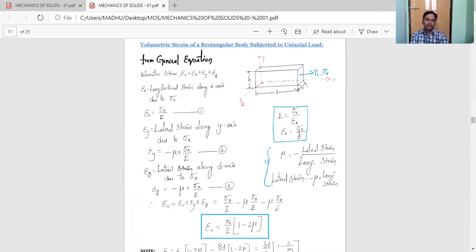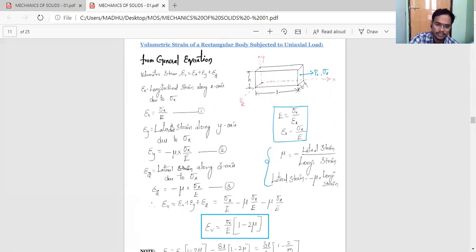The most important topic of the first unit, we are entering into it, that is volumetric strain of a rectangular body subjected to uniaxial load. From the general equation for volumetric strain, we have epsilon V is equal to epsilon X plus epsilon Y plus epsilon Z. These are the strains in X, Y, Z directions. The volumetric strain epsilon V, the overall strain, is equal to the sum of strains in all the directions.